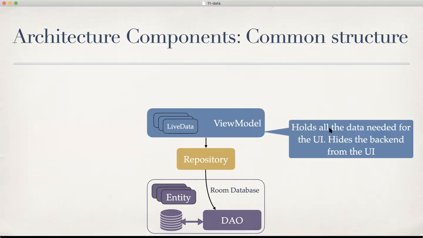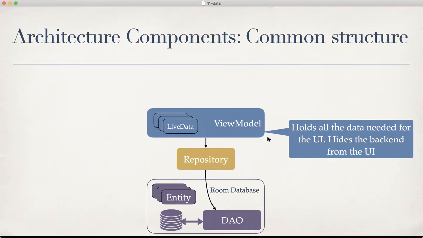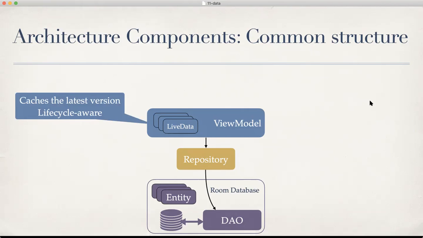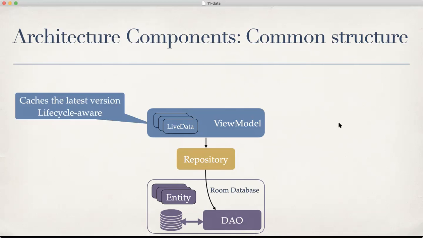As we know, view model holds all the data needed for the UI, and it hides the backend from the UI. We have seen it in our simple non-database examples already. But you see something new, something different here, and that is the live data. So live data is a way of basically caching the latest version of the underlying data in a lifecycle aware way. Okay, so we will build observers on this live data part, which will signal our UI if there are any changes, and we can make the changes in the UI immediately.